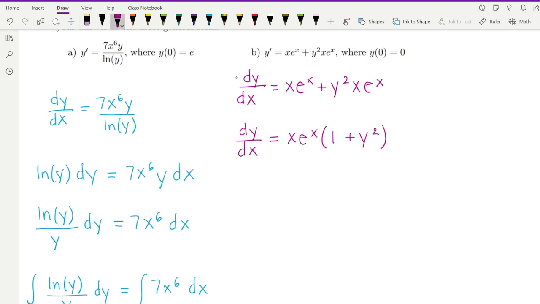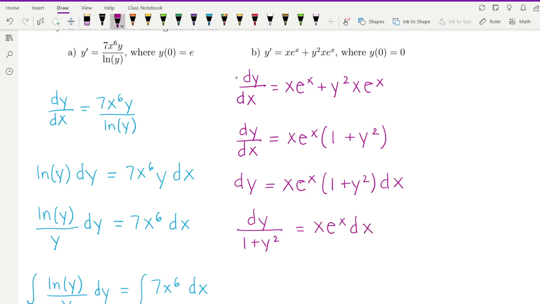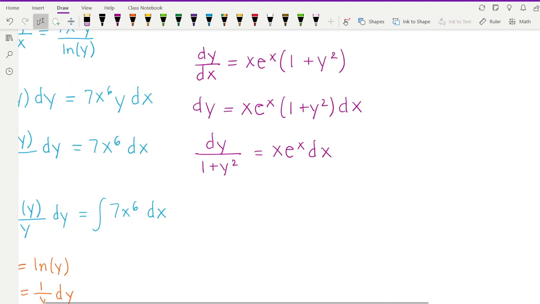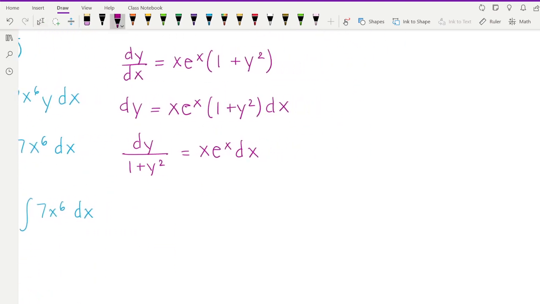So I'm going to start by just multiplying both sides by dx before we do that. So now we have all of this times dx, and now we can divide both sides by 1 plus y squared. So we end up with dy over 1 plus y squared is equal to x times e to the x dx. Hopefully this won't get too cluttered with the other one next to it. Okay, so now we can take the integral of both sides.